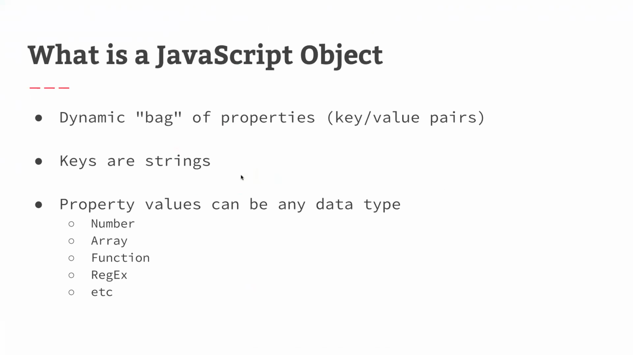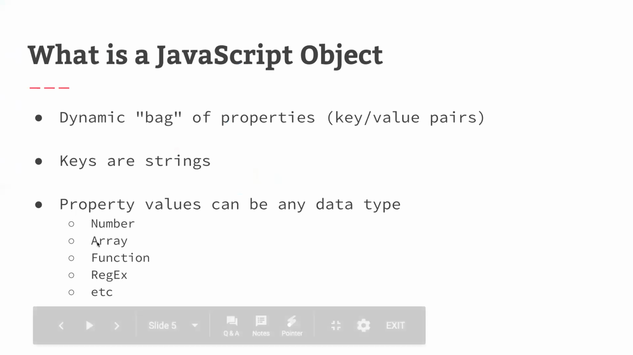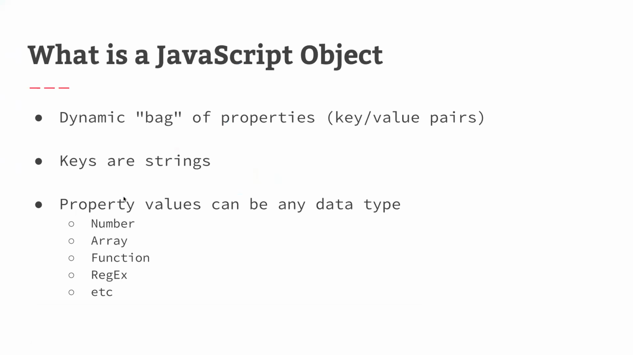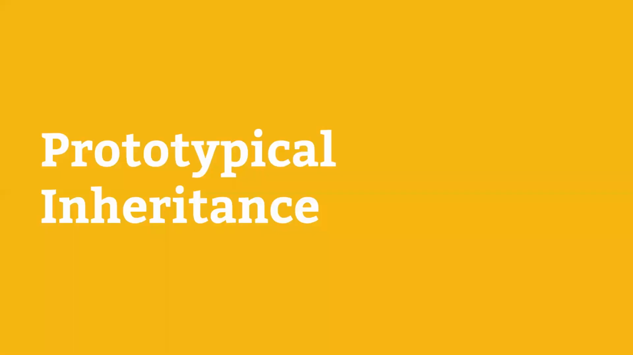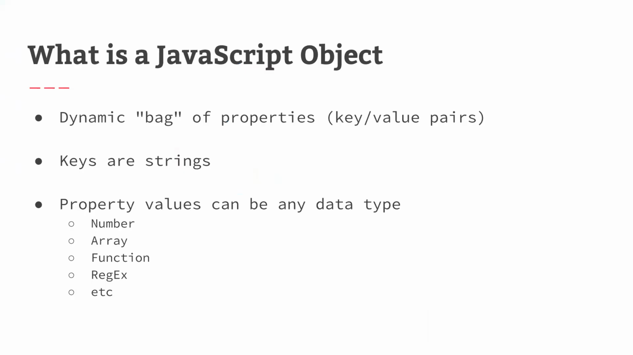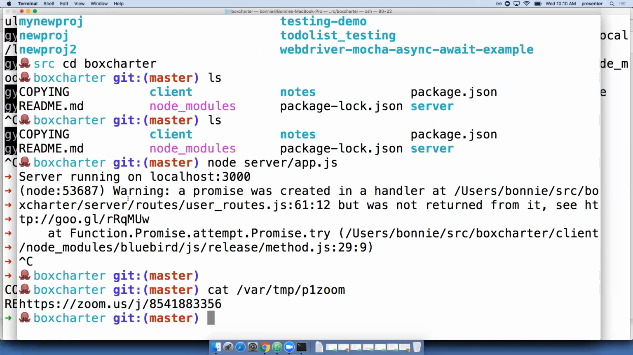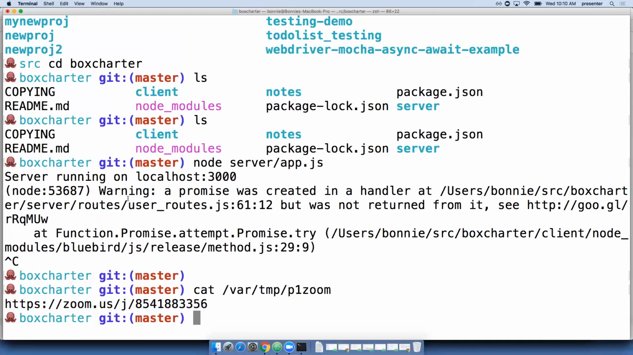All right, keys are always strings. Property values can be any data type. So it could be a number, an array, a function, a regex, whatever. But the keys are always strings. I want to put a slide in here that I didn't before, but I just want to talk a little bit about the keys being strings, and I'll do that in the REPL.